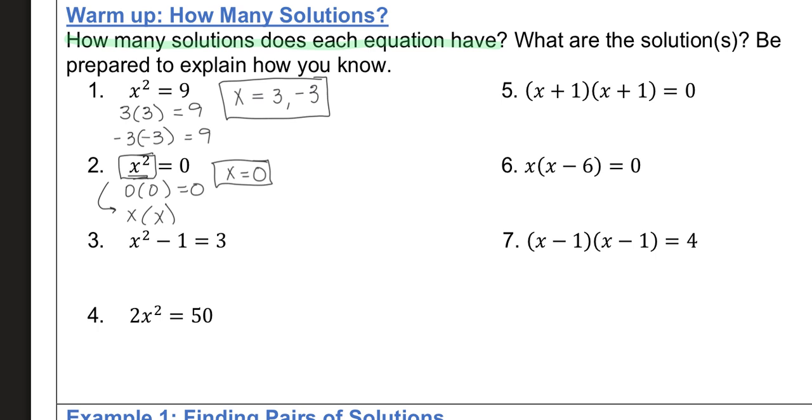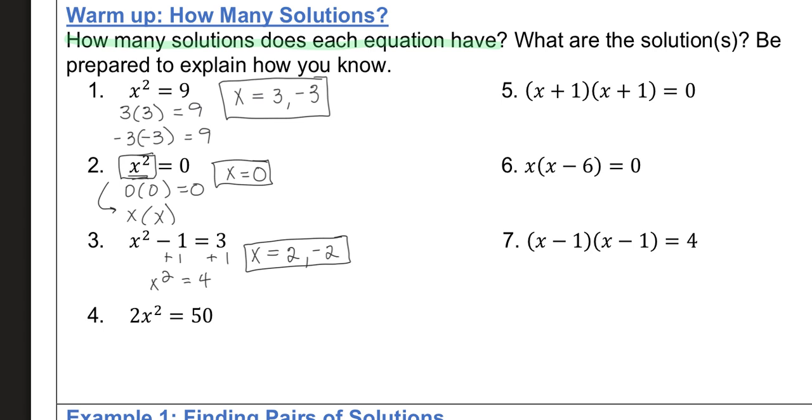Number 3, we have x squared minus 1 equals 3. Well, if I move this 1 over to the other side, we would add it. So really what we're doing is saying x squared equals 4. Well, how can I get 4 if I multiply a number by itself? We could do 2 times 2 or negative 2 times negative 2. So here x could equal 2 or negative 2.